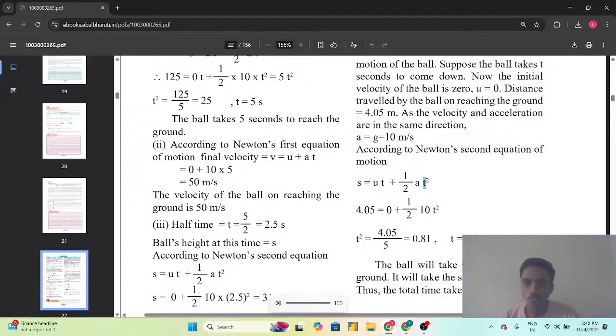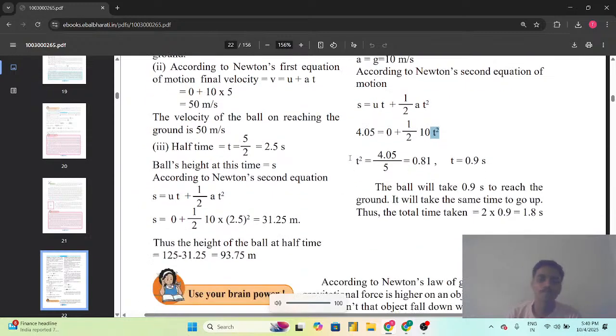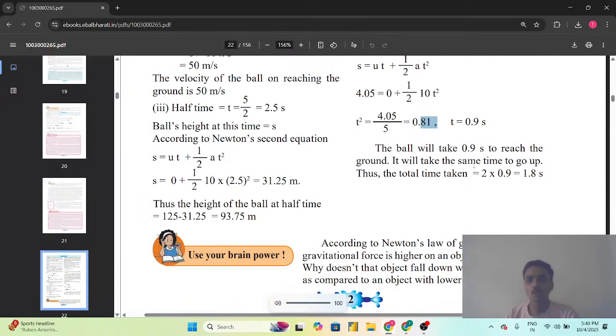So after substituting values, s value we have, initial velocity 0, half acceleration due to gravity that is 10, and t square, t value which we have to calculate. So t square will be 0.81 and after taking the square root t will be 0.9 second. So the ball will take 0.9 second to reach the ground.